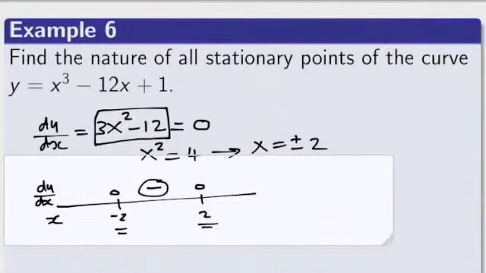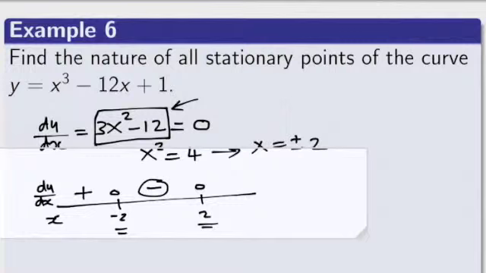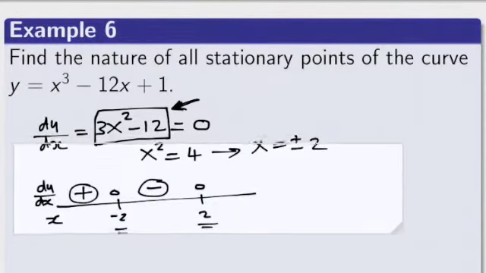And if you substitute a value less than minus 2 for x, for instance minus 3 in this expression, we have minus 3 squared is 9 times 3 is 27, minus 12 is a positive number. So dy/dx is positive. Likewise, if you substitute a value greater than 2, for instance 3 in this expression for dy/dx, we again have 3 squared is 9 times 3 is 27, minus 12, a positive number. So for values of x greater than 2, dy/dx is positive.